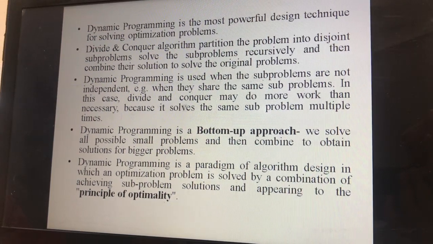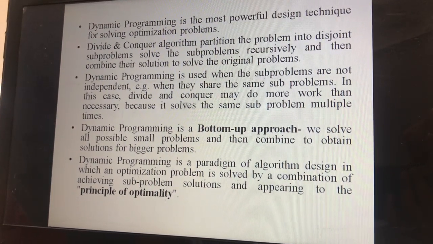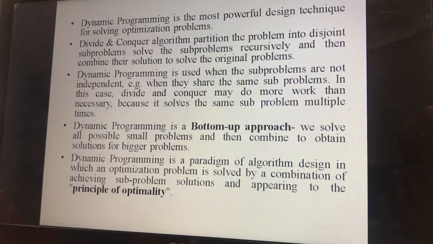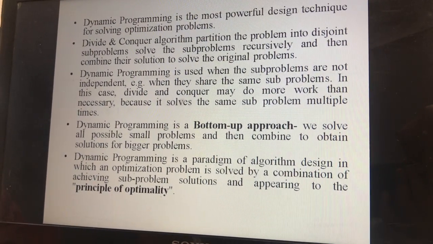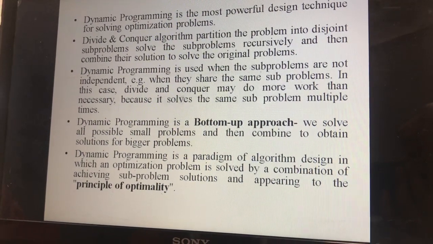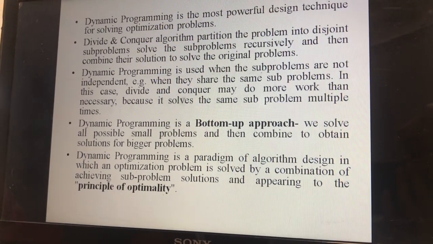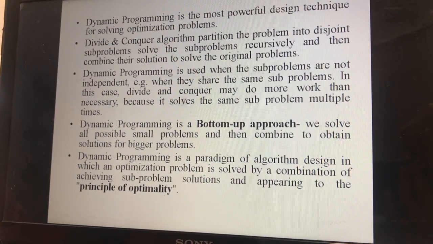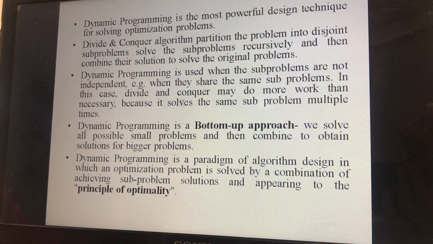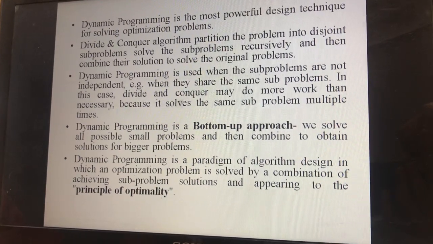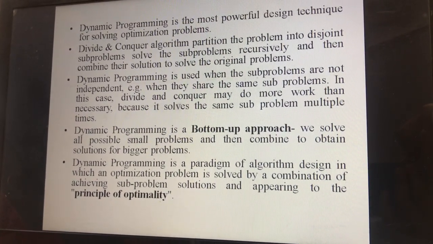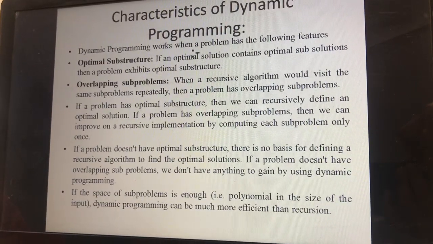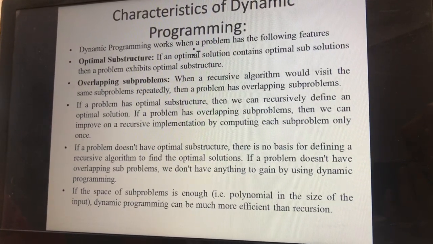But dynamic programming is a bottom-up approach. Here we solve all the possible small problems and then combine them to obtain the solutions for the bigger problems. Dynamic programming is an algorithm design method in which an optimization problem is solved by a combination of achieving subproblem solutions and adhering to the principle of optimality. Now, we have different characteristics of dynamic programming.